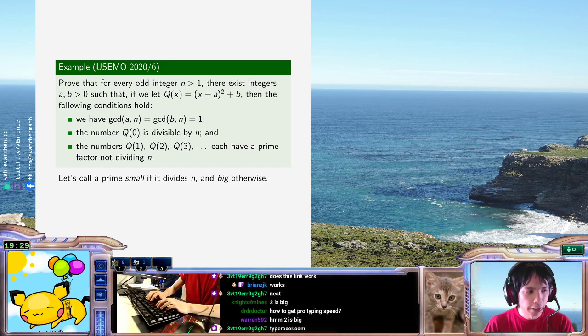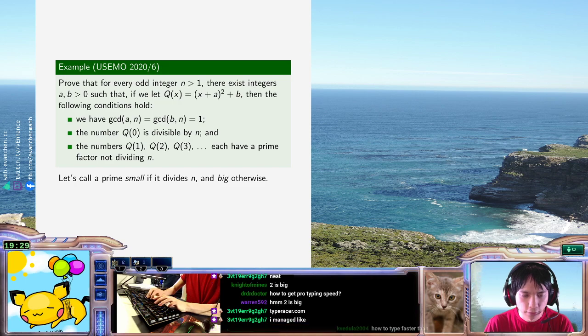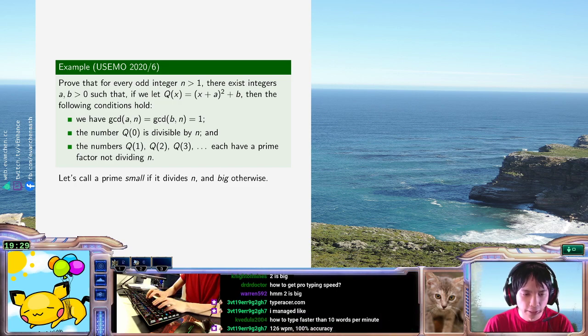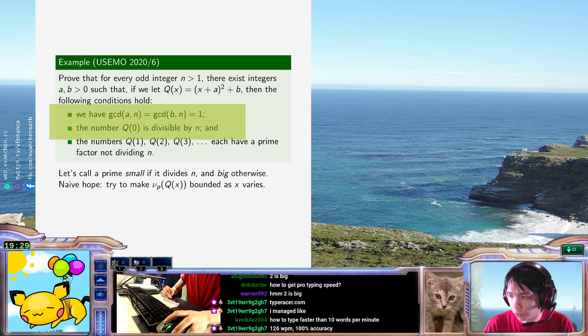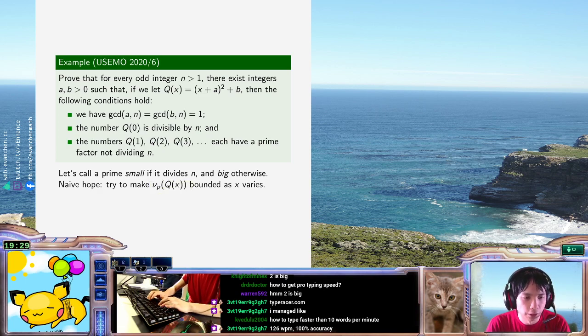The naive thing you might try is to bound v_p of Q(x) as x varies. But this doesn't work, basically because of the first two conditions. The first two conditions guarantee that v_p of Q(x) can get whatever value it wants. So we're going to need a different approach. Let's look at what's happening here.